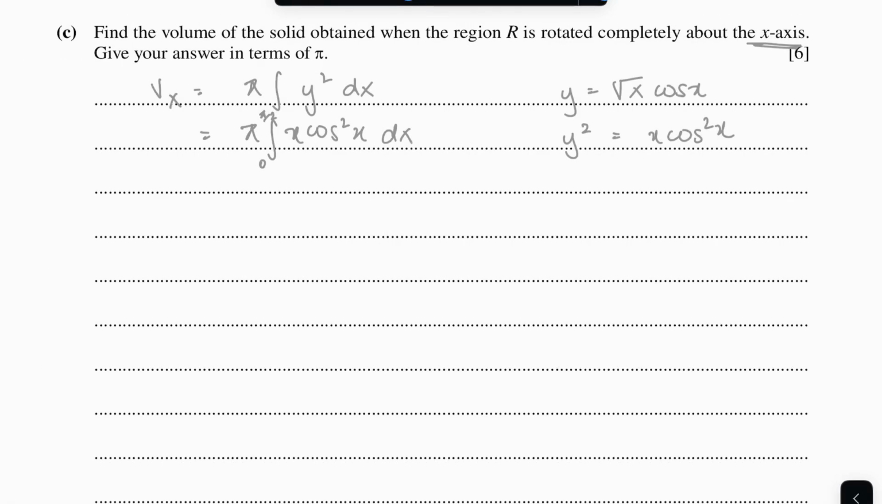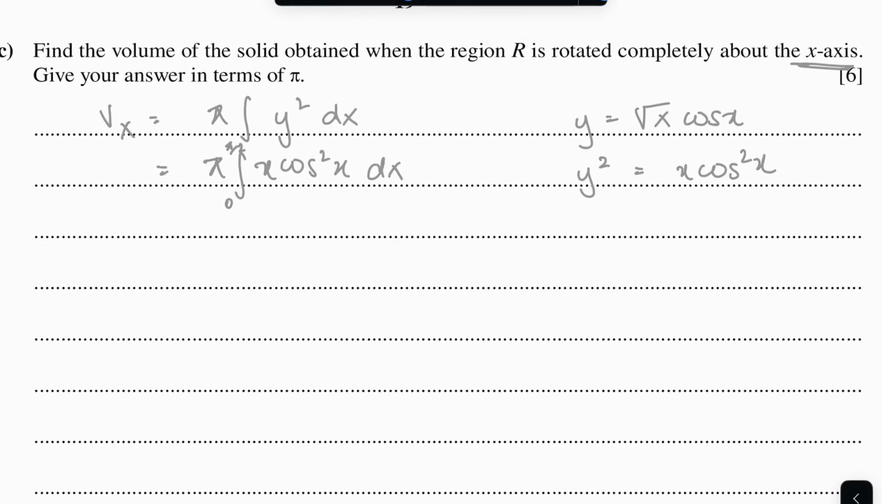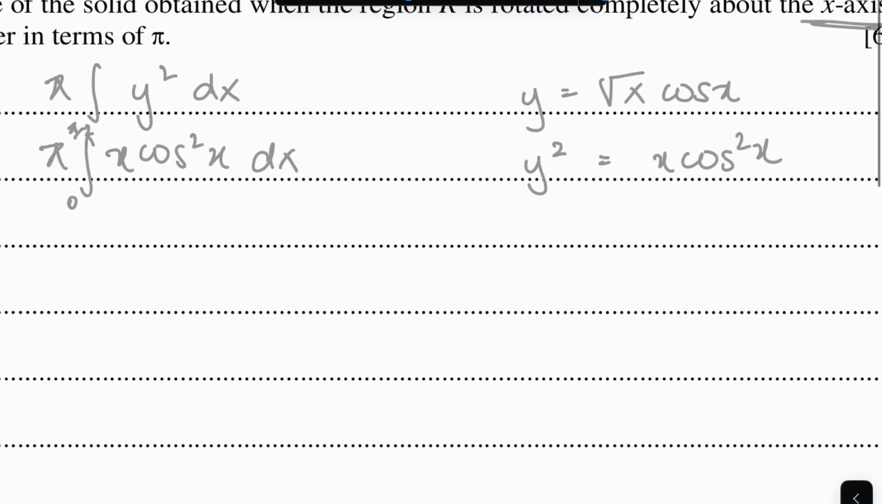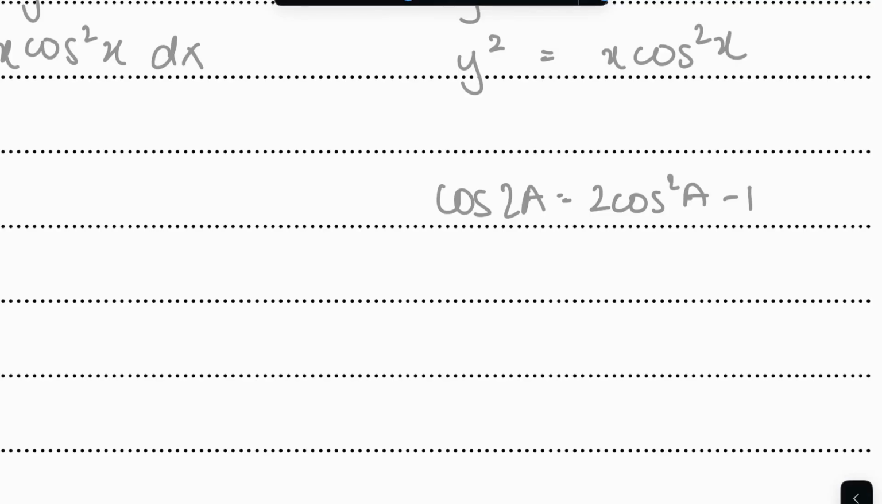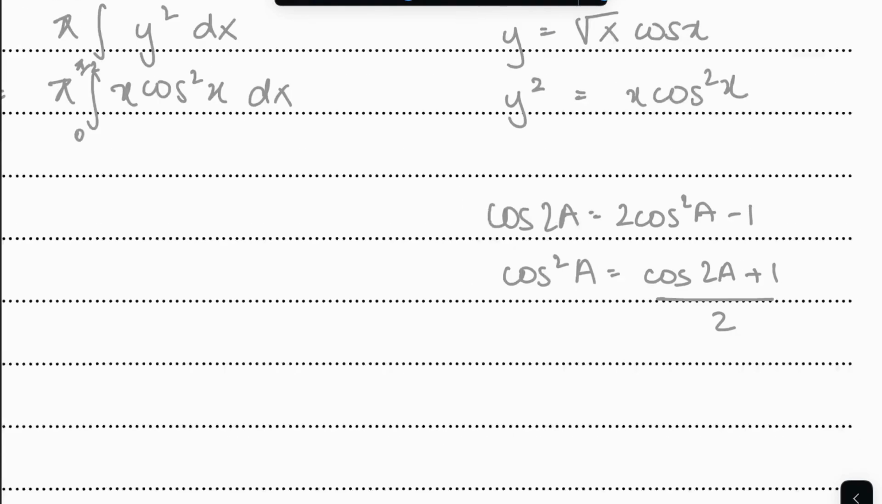Now, since this is cos square, that makes it a little difficult for us, so we're going to find a formula that will make it simpler. In the list of formulas, we are given cos 2a is equal to 2 cos square a minus 1. If we rearrange that and make just cos square a the subject, we have cos square a is equal to (cos 2a plus 1) divided by 2.